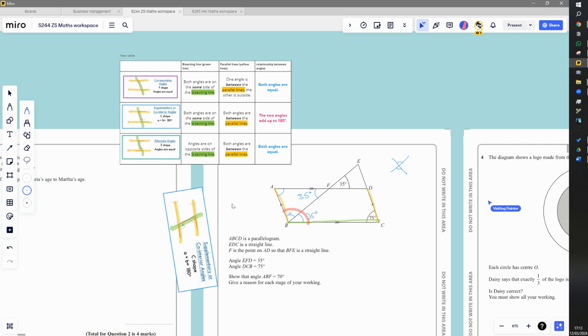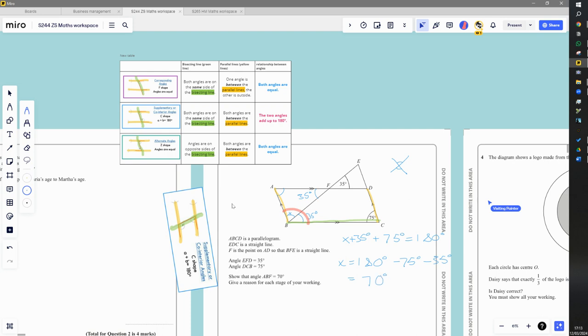to find out. And I would be able to say that x plus 35 degrees plus 75 degrees is going to equal 180 degrees. And so I can say that x is equal to 180 degrees minus 75 degrees minus 35 degrees. And let's tap that into a calculator. 180 minus 75 minus 35 gives us 70 degrees.